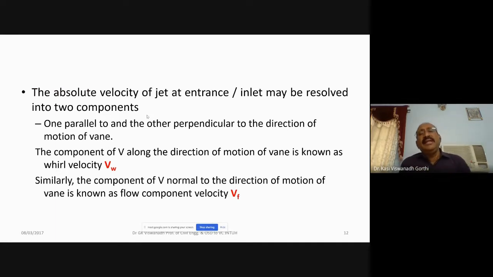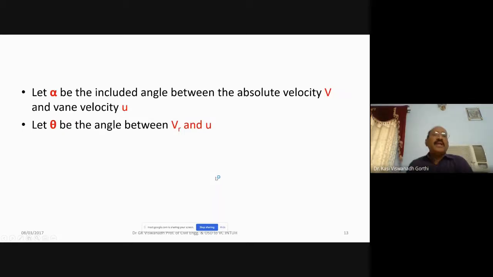The absolute velocity of the jet at entrance or inlet may be resolved into 2 components, one parallel and the other perpendicular to the direction of motion of the vane. Accordingly, you have 2 components, VW and VF. The component of the velocity V along the direction of motion of the vane is called the whirl velocity VW, and the component of V normal to the direction of motion of the vane is called the flow velocity VF. Alpha is the included angle between V and U, and theta is the included angle between VR and U.